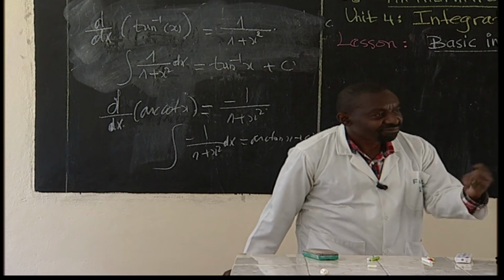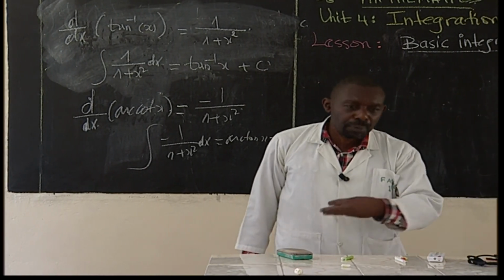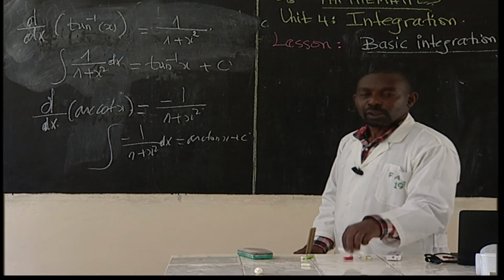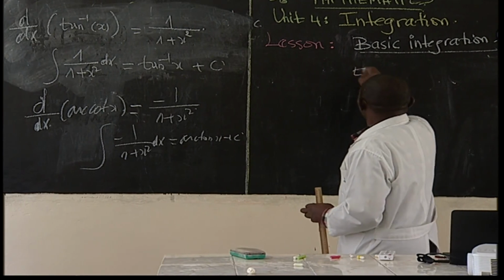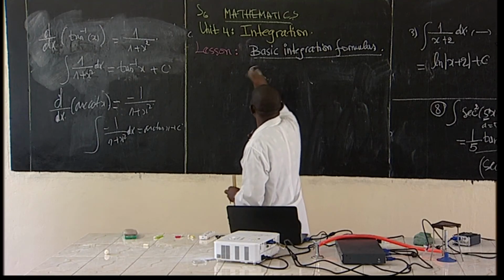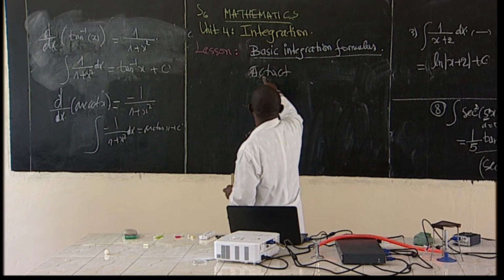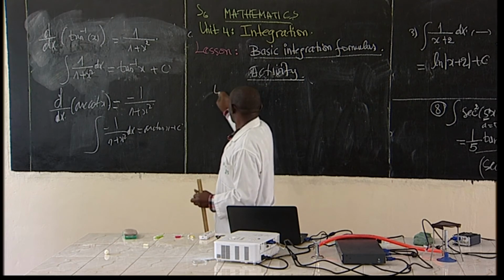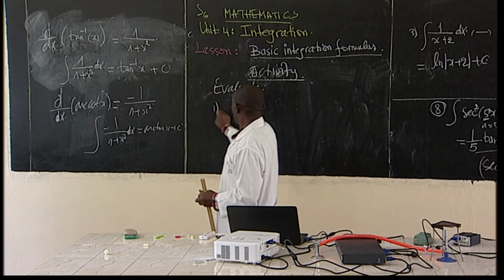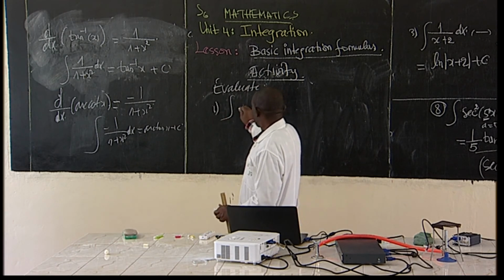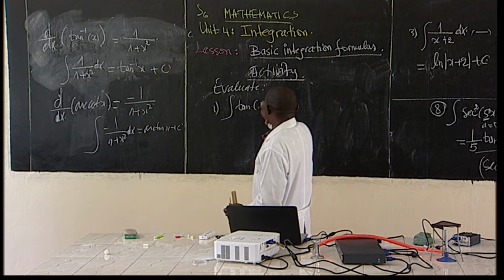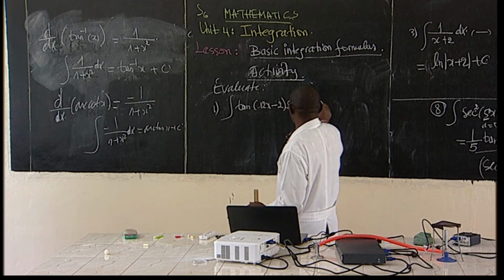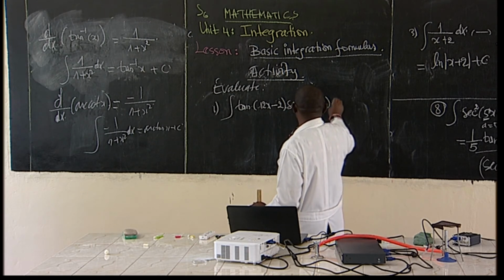So you need now to exercise, like a simple activity, to verify whether you have understood something, but I'm very sure you will make it. Please take your exercise book. We have an activity here. One, evaluate the integral of tan 12x minus 2 sec 12x minus 2 dx.